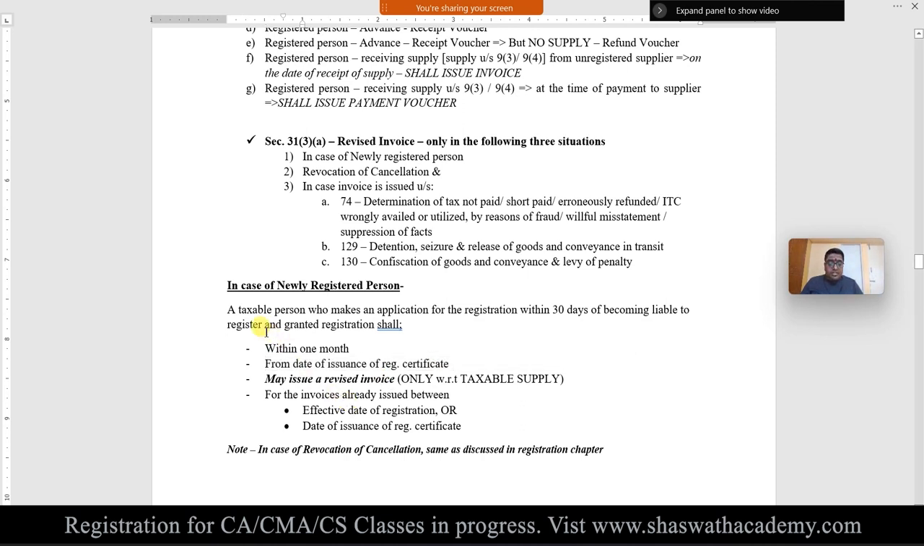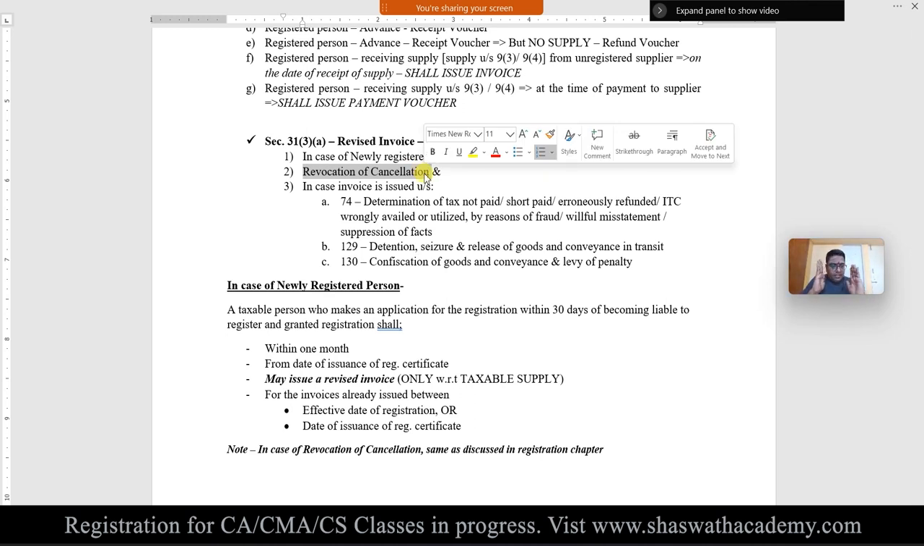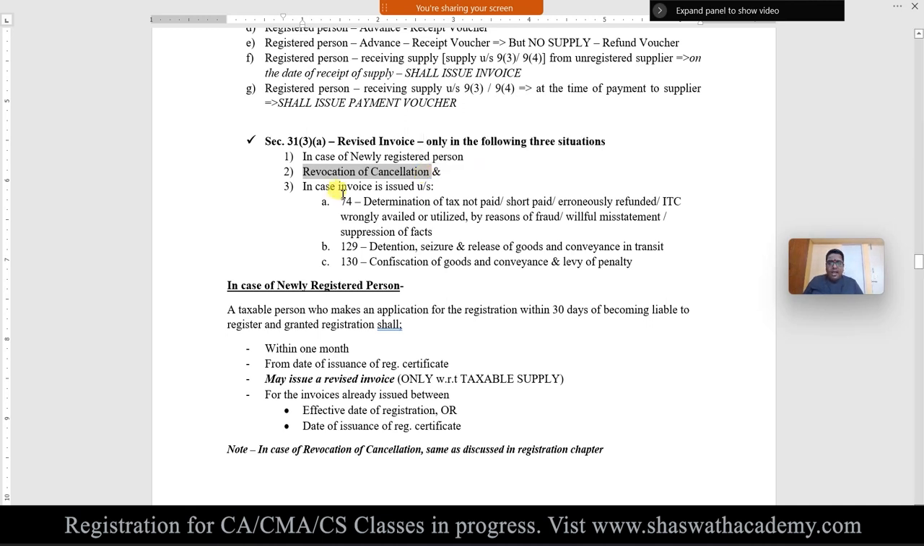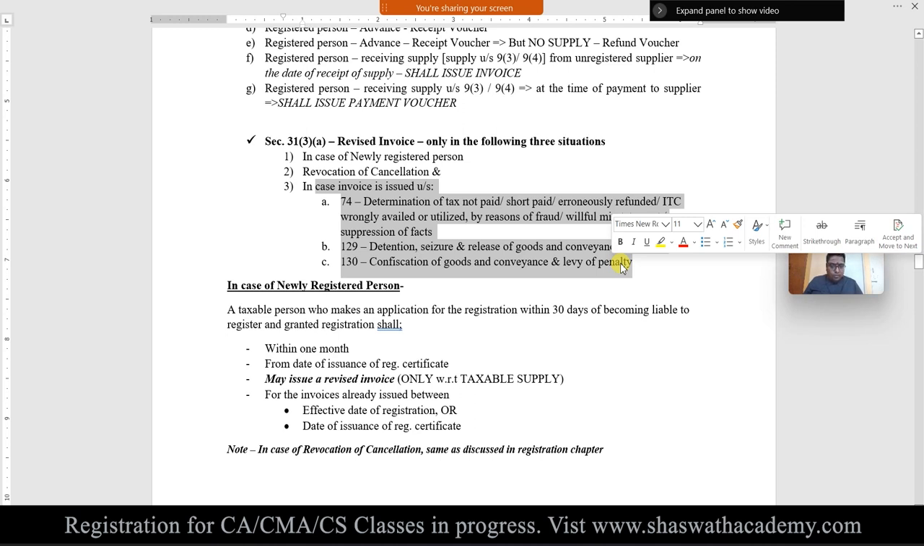And my dear brothers and sisters, in this revised tax invoice also, there is a small intricacy. Revised tax invoice can be issued in three scenarios. Point number one, when you are newly registered and made an application. Point number two, when your cancellation has been revoked. That is to say, from the date of cancellation till the date of revocation of cancellation, for that period you have to issue something called revised tax invoice. And if at all you do any fraudulent activity, then also you are supposed to issue a revised tax invoice. My dear, in case of fraudulent activity, the recipient is punished with no ITC. Have that at the back of your mind.